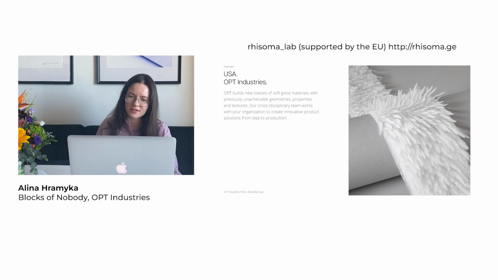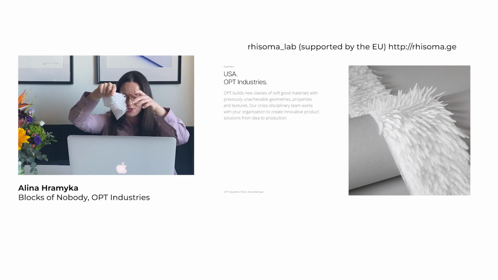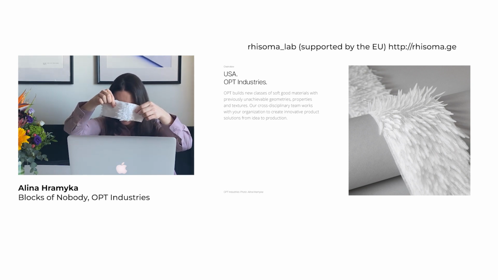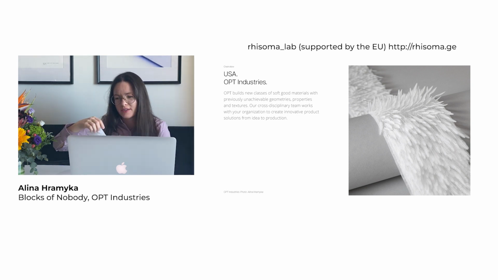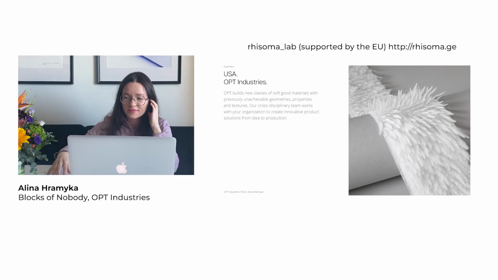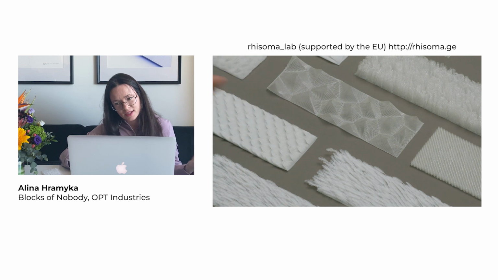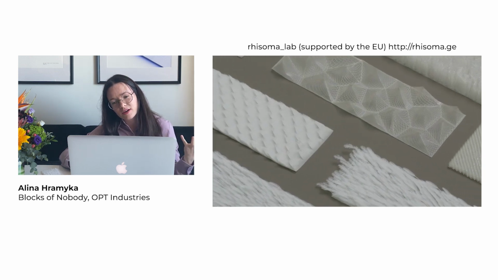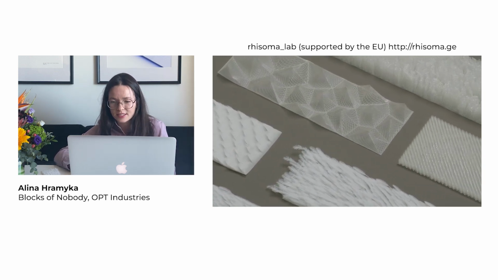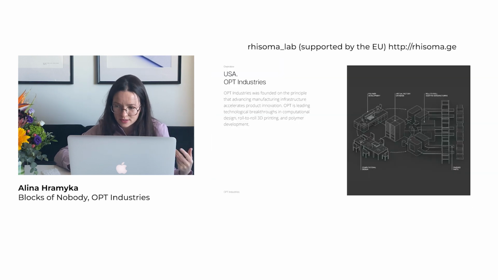So OPT is a startup that is working with soft good materials, and this is the first time I can show a small example. It's the first time that I saw that you can print something that is soft on a 3D printer, because before I saw only very, very rigid goods. It also includes cross-disciplinary teams, where we're working with the polymer team and with the design team to make different products.